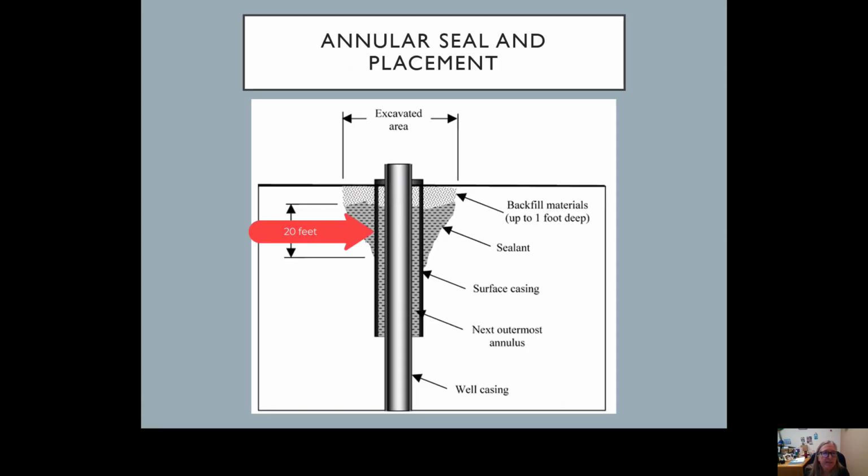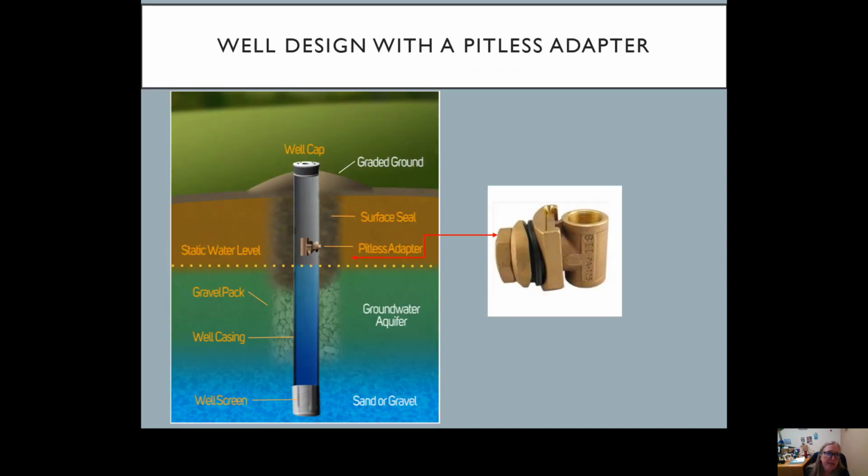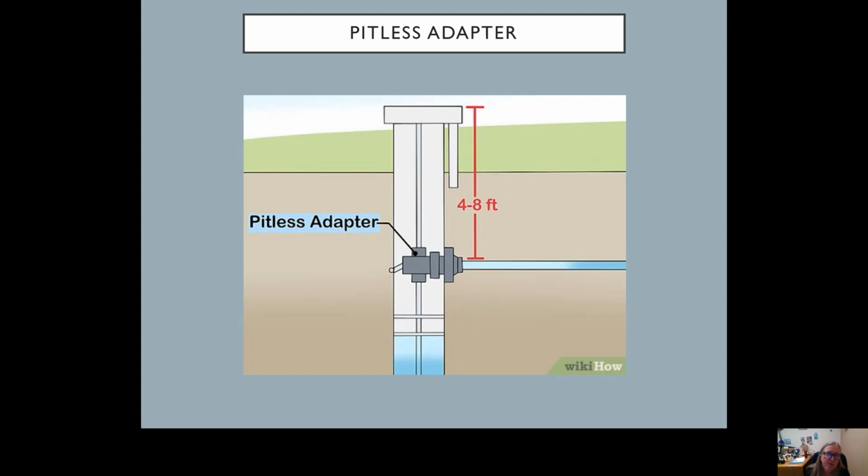Annular seal and placement, it may be unconsolidated and you have to excavate an area around it in order to get your annular seal. But we still expect the outermost casing, your surface casing, to be sealed and the well record and log to indicate that. A well design, like I said, with a pitless adapter, the surface seal will not go to ground surface because this pitless adapter must be accessible for plumbing reasons. Again, this can be anywhere from 3 to 4 feet below ground surface here in New Mexico. It can get deeper elsewhere, but 3 feet is usually the norm.